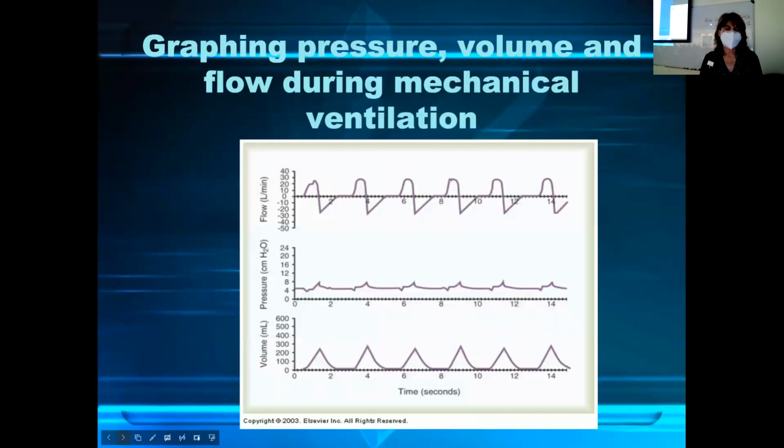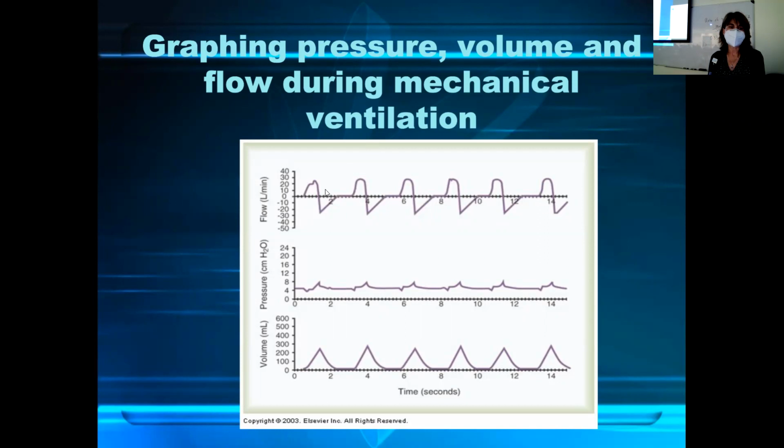All right, so looking at the graphics. When you look at a graphic, always look on the left to see what's being measured. And up here, it tells us flow is being measured in liters per minute. And so on the graphic, when you're looking at flow rate, everything above the baseline, here the baseline is 0, everything above that is the air going into the lungs. Everything below the baseline is the air coming back out of the lungs.